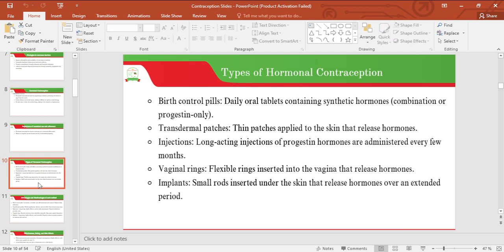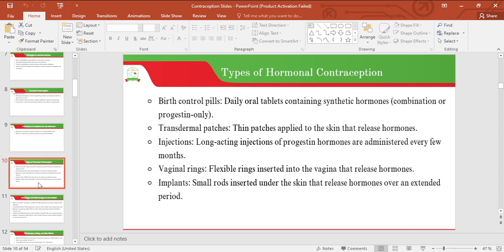Let's look at the types of hormonal contraception. We have the birth control pills, under which we have the daily oral tablets that contain synthetic hormones, and these synthetic hormones can be in form of a combination or progestin-only pill. Then we have the transdermal patches, these are thin patches applied to the skin that release the hormones. Then we have the injections. Injections are long-acting injections of progestin hormones and they are administered every few months.